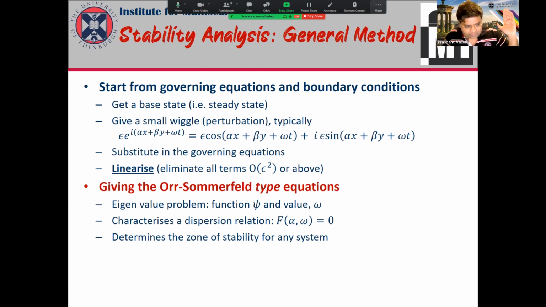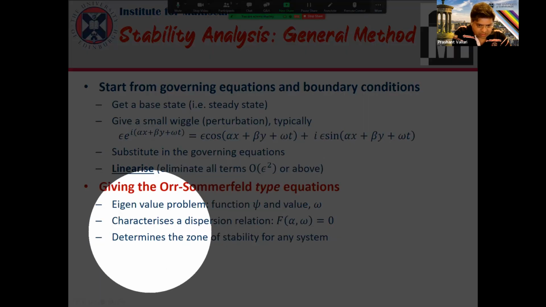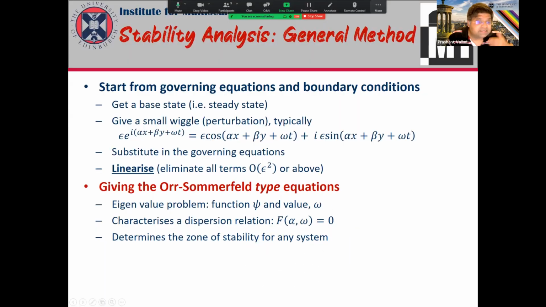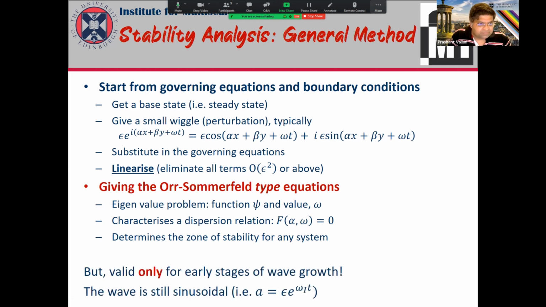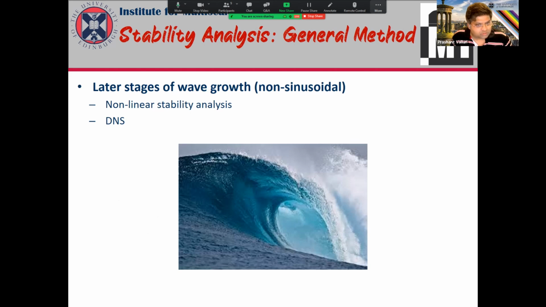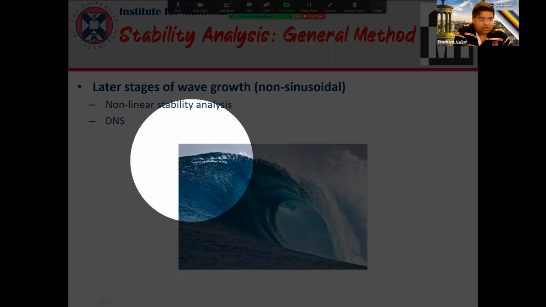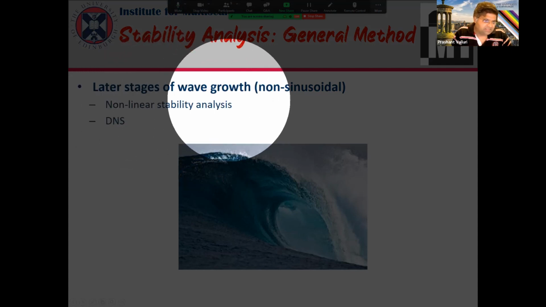It gives you a map in your space, which says that, okay, this is the region where you will have instabilities. This is the region where probably you will not have any instabilities. So that's all it determines. So the Orr-Sommerfeld analysis only determines the zone of stability for any system. It doesn't tell you anything else. It may tell you the type of instability and all that, but it doesn't actually tell you what exactly happens. And how you determine that is basically using DNS. So once you do DNS or experiments, you will actually come to know how these instabilities manifest themselves, okay?